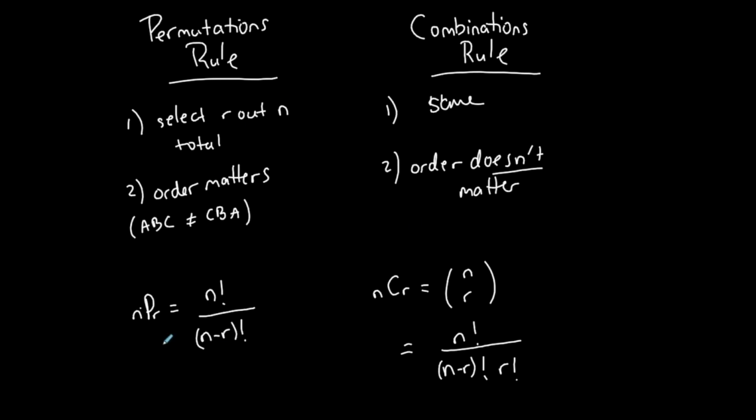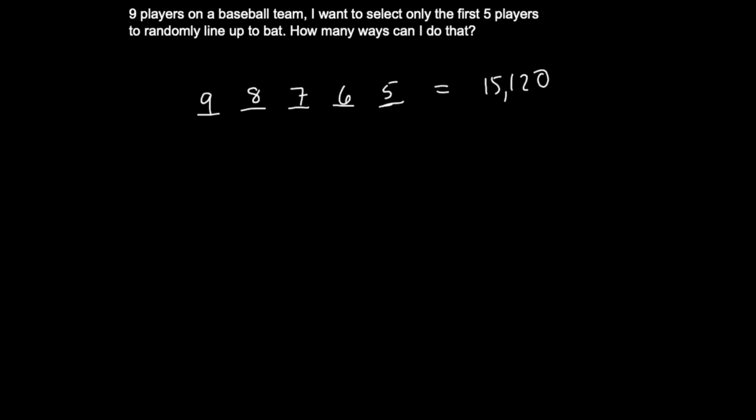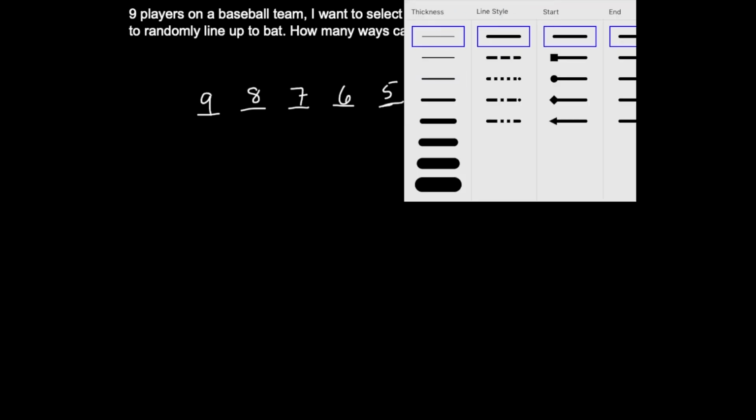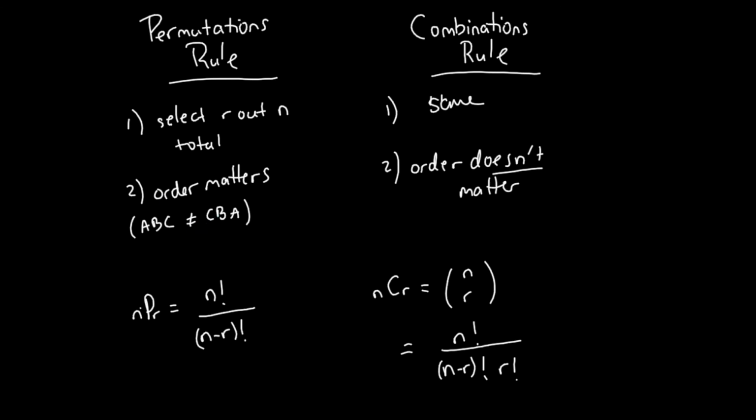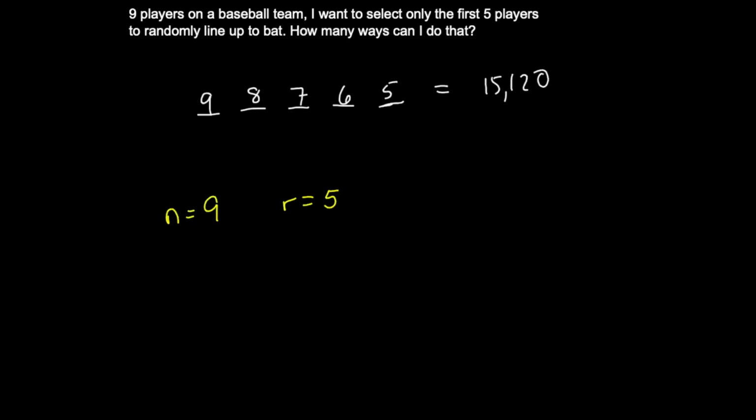Let's go back to this example here. Let me see if this applies. Does it apply? Am I selecting a piece of a total? I'm selecting 5 of 9 players. So my N would be 9, my total, and R would be 5. I'm selecting that piece of that total. The question is, for this scenario, does order matter or does it not matter? Will somebody tell me that? Does order matter?